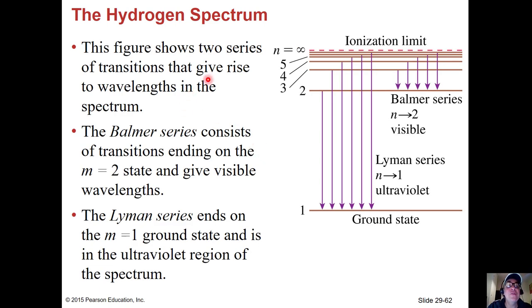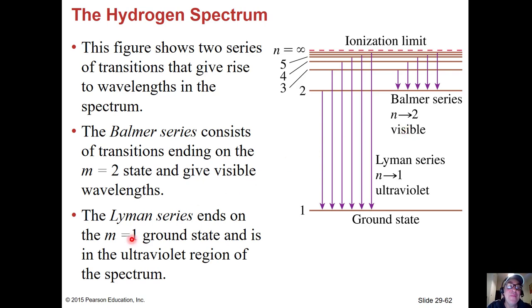Okay, so this figure shows two series of transitions that give rise to wavelengths in the spectrum. The Balmer series is when you transition to the n equal to 2 state. Okay, and this is visible light. It's light that you could actually see with your eyes. It's in the ROYGBIV spectrum, so the wavelengths correspond to that.